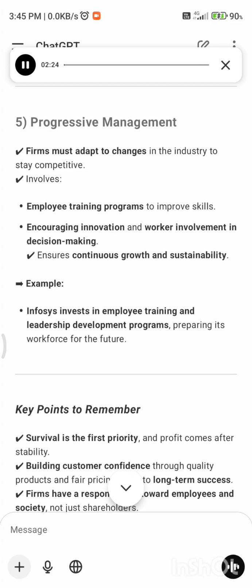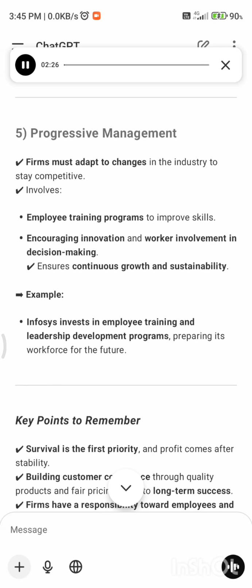5. Progressive management. Firms must adapt to changes in the industry to stay competitive. Involves employee training programs to improve skills, encouraging innovation and worker involvement in decision-making. Ensures continuous growth and sustainability. Example: Infosys invests in employee training and leadership development programs, preparing its workforce for the future.